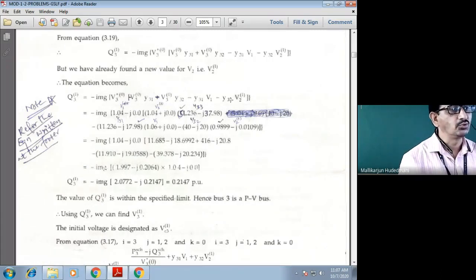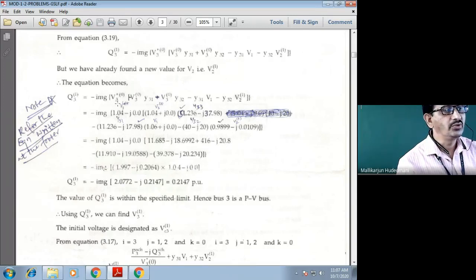And you just see the substitution. What is the substitution for V3(0)? What is V3(0) for you? The initial estimate of bus number 3. You can see that 1.04 is given because it is the voltage of bus number 3. Then what is V3(0) here once again?